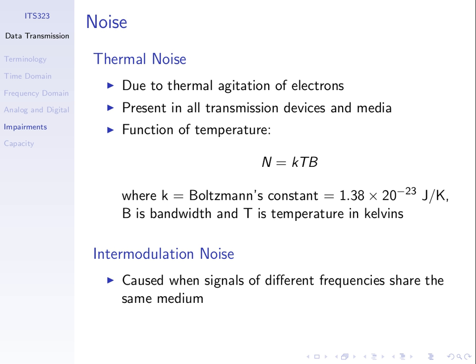If we're sending signals which have different frequencies, which we normally do in the same medium, like in this room across the air, then they can interfere with each other and we get what's called intermodulation noise. So the signals can combine with each other such that they interfere with the real received signal and they contribute noise to the receiver.